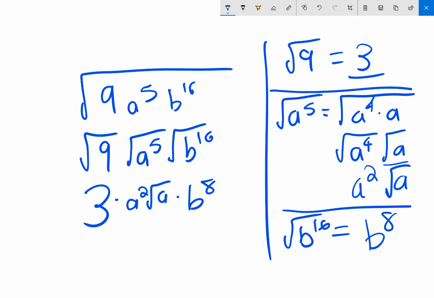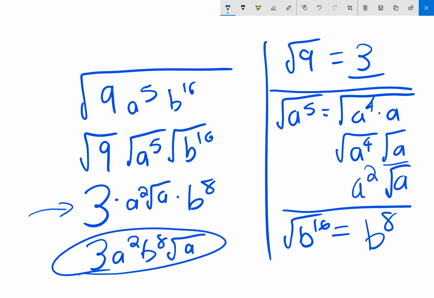So all 3 parts simplified here. This is my answer, but let's just rearrange things. Usually we write the radical thing at the end. So the 3 a to the 2nd, I'll move the b to the 8th up to here, and then I'll write the square root of a at the end. It's not a big deal, but it is kind of how you'll see it most of the time. So it's the same thing, except just rearranged, where all the things that are outside the radical are written up front, and then the radical is written last.